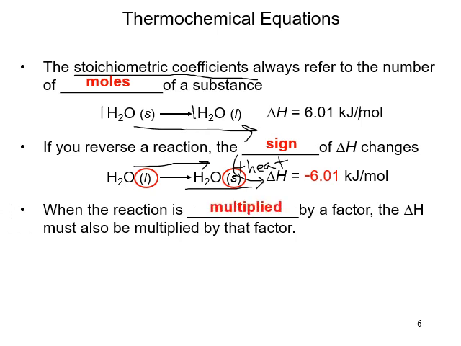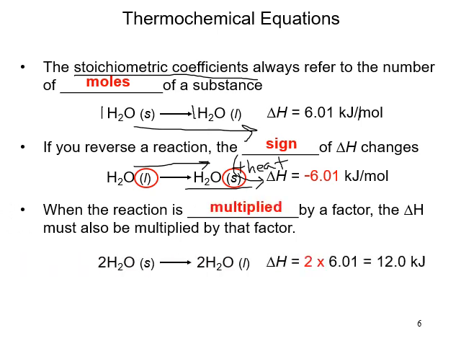When the reaction is multiplied by a factor, the delta H is also multiplied by that factor. And that's what I was talking about before, like my half a horse idea. Or if you just look at your numbers, if I multiply the whole equation up here by 2, then you have to multiply your delta H by 2.